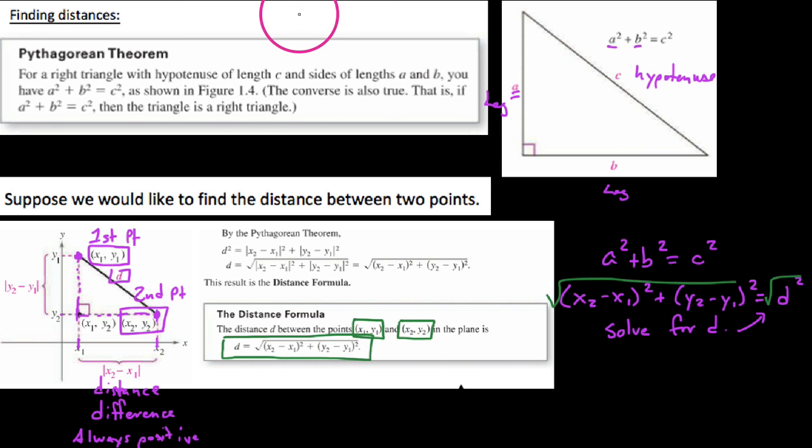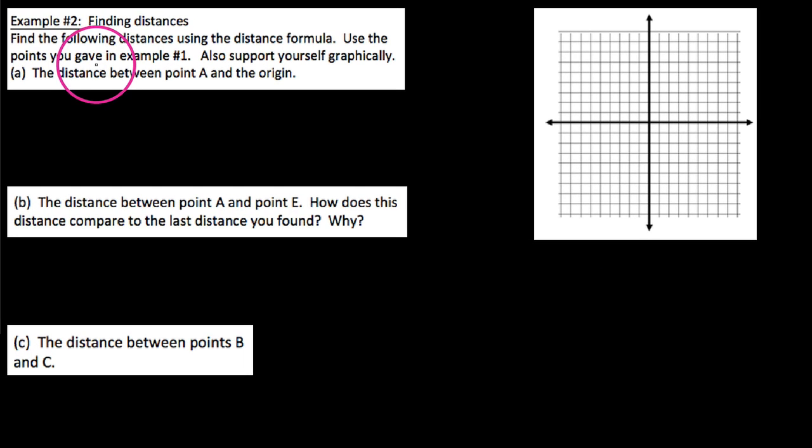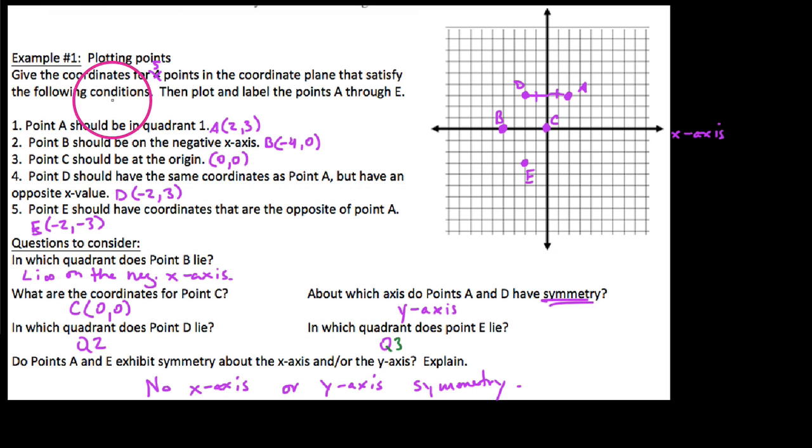So let's go ahead and do this. I want to give this a shot here. I ask us to find the following distances using the distance formula and using the points that we gave in example 1, so we support ourselves graphically as well as algebraically. In my first example, I said between point A and the origin. I used the point A as 2, 3, and that's this point right here.